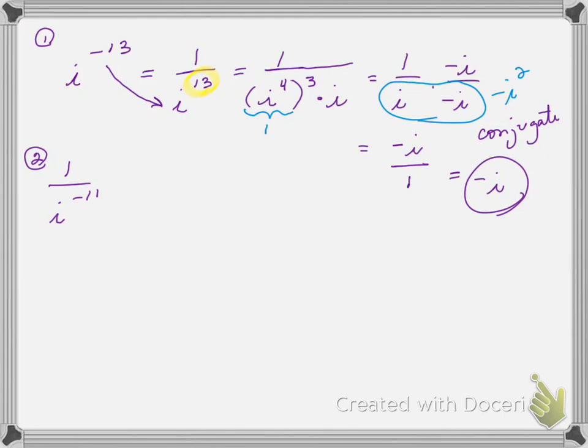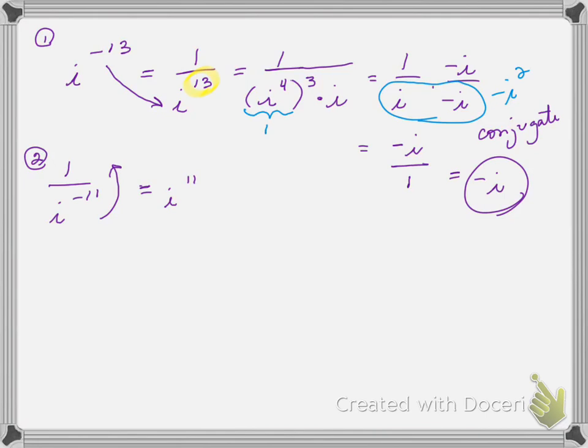Okay, and then the second problem is 1 all over i to the negative 11. Just like the previous problem, I'm going to make that negative into a positive by moving it. So this time I have to move it up to the numerator. So it becomes i to the positive 11.